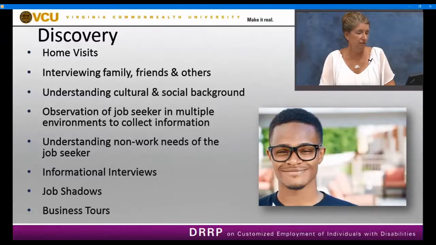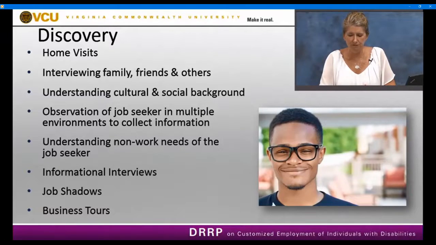We also utilize informational interviews, and this is a great way for both the job seeker and the employment specialist to learn about businesses and the tasks being performed in those businesses. So many individuals with disabilities that we work with have no idea about the vast number of businesses in their community and what is done in those walls.